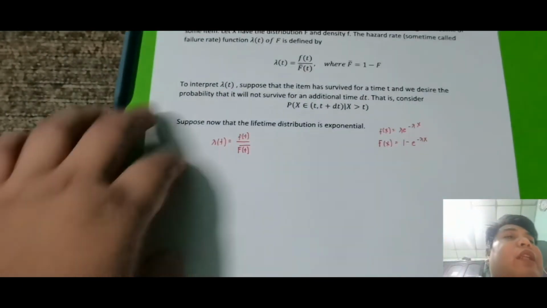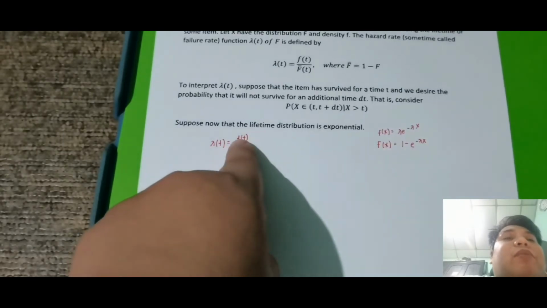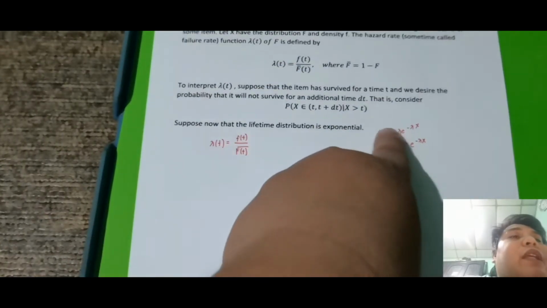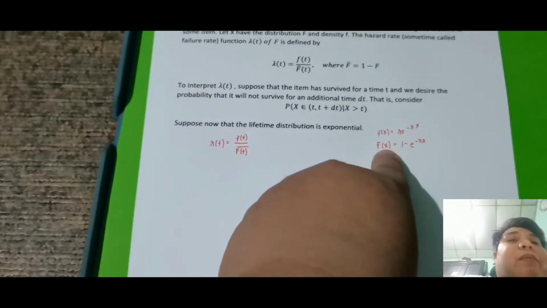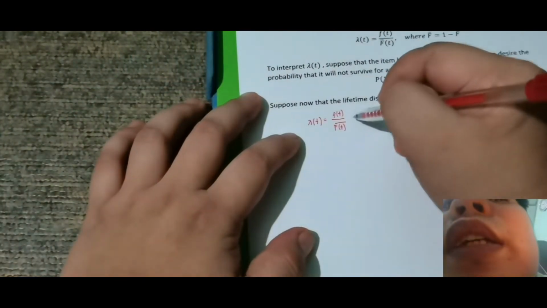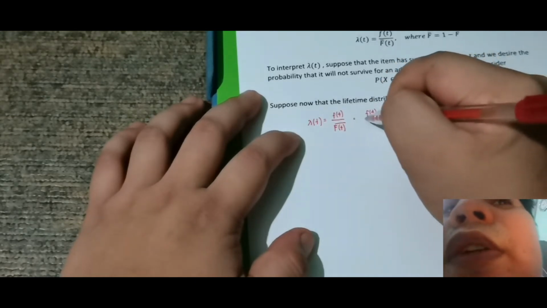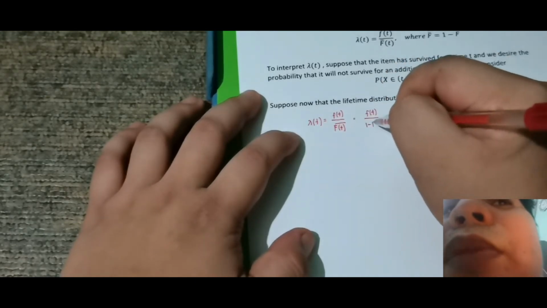Okay, so ano gagawin natin? Yes, kasi t yung gamit ng formula. So yung x na yun, papalitan natin ng t. Then dito, papalitan natin F of x. And we all know, this is just equal to, so revise ko lang, f of t all over 1 minus F of t.